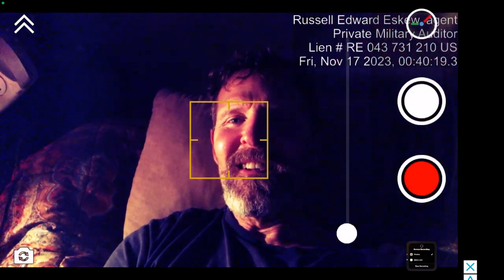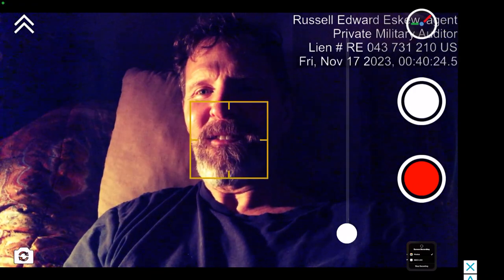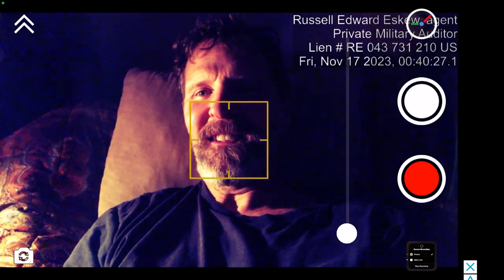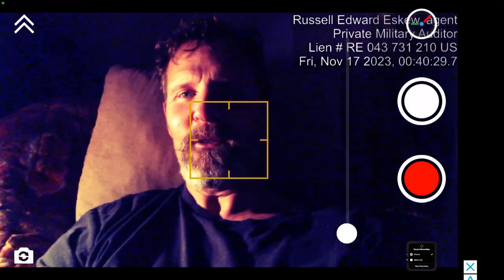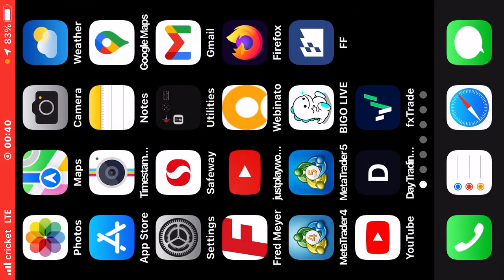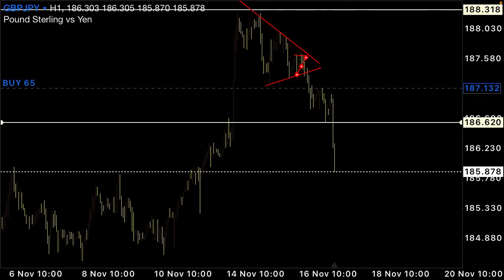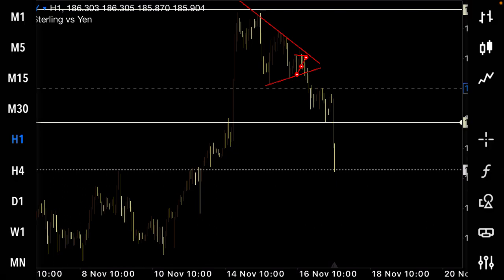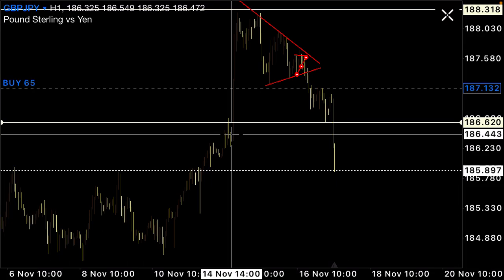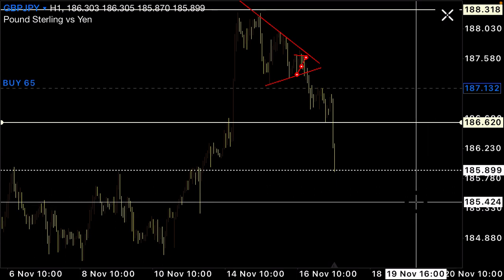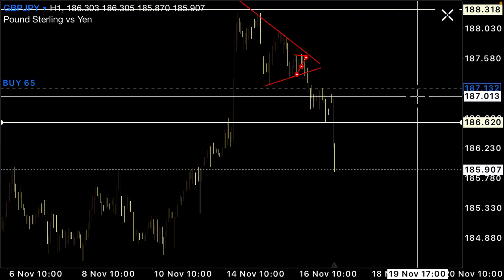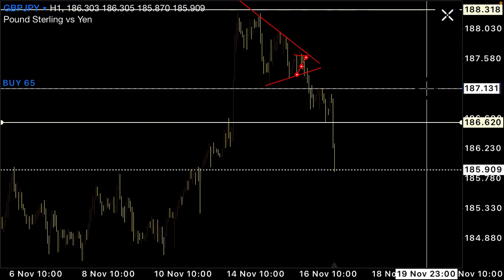So, the pound yen took a downward turn. It's heading down, hauling ass down. And so, I want to show what the chart looks like. So go to MetaTrader 5 here. Okay, so here it is on the 1 hour. There's the trade up at the top. There's where they put the buy order in.